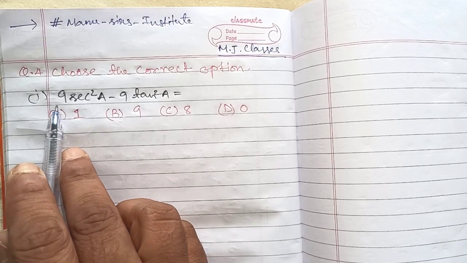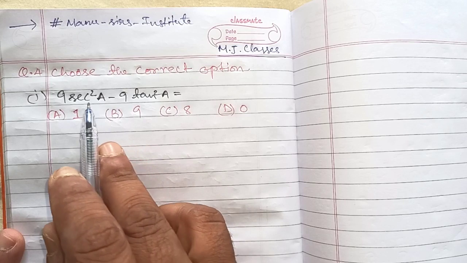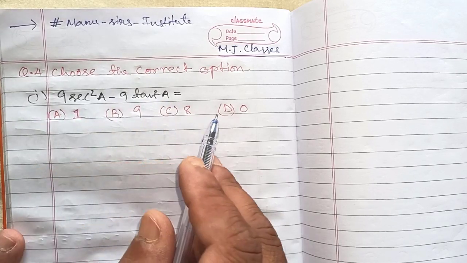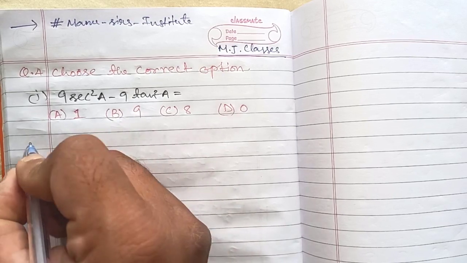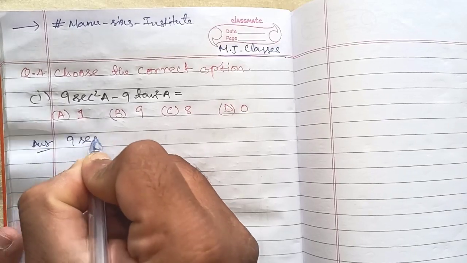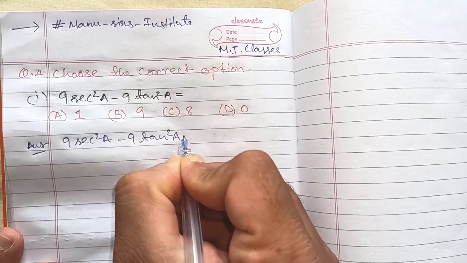First bit, the question I wrote is 9 sec square A minus 9 tan square A equals to. It is asking to choose the correct option from the given 4 options. By solving, we have to find out which one will be the correct option. So we will write the question: 9 sec square A minus 9 tan square A.